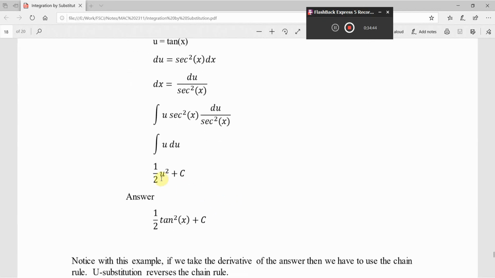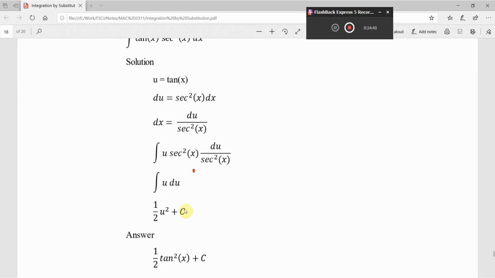Taking my antiderivative, add 1 to the exponent, divide by the new exponent. So that ends up giving me 1/2 u squared plus a constant. And then lastly, I'm going to replace u with tangent. So I get 1/2 tangent squared of x plus a constant.